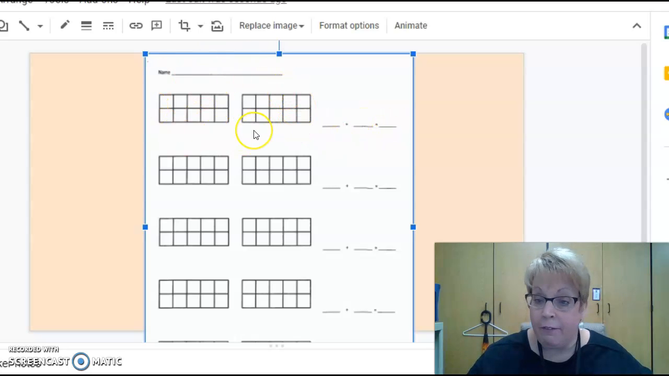So in the 10 frames, I'm going to do 5 in red, 4 in yellow, and see how much I fill up. Instead of our 10 frames being up and down this time, they're across, so you'll be able to handle that, I'm sure. So you're going to do one page where you use the dice and have the opportunity to make up your own problems.